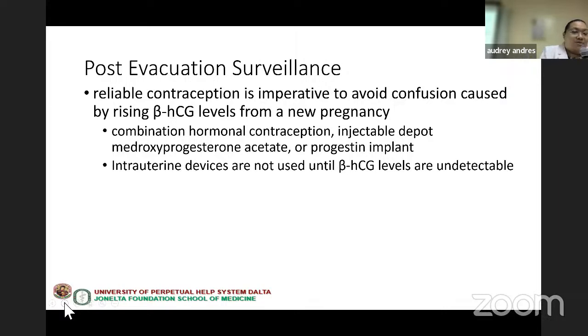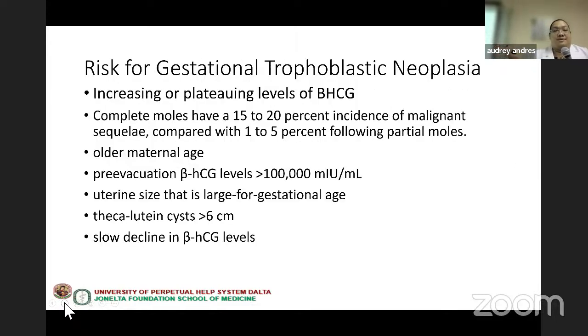So of course, you have to avoid getting pregnant to avoid confusion whether the rising beta HCG is due to persistent GTN or to another pregnancy. So you have to give reliable contraception, either a depot or an IUD. Of course, you cannot give hormones, and you cannot give other methods.